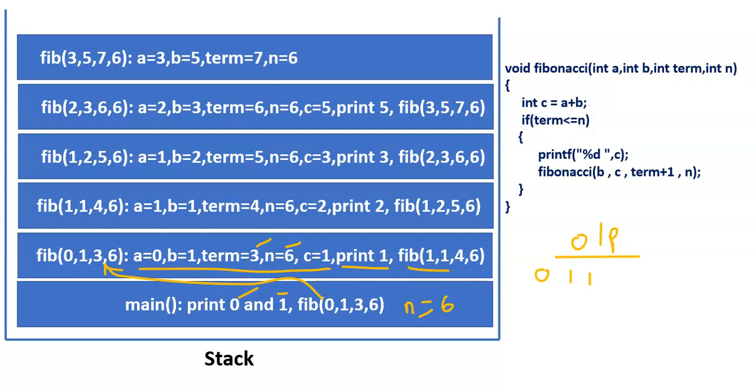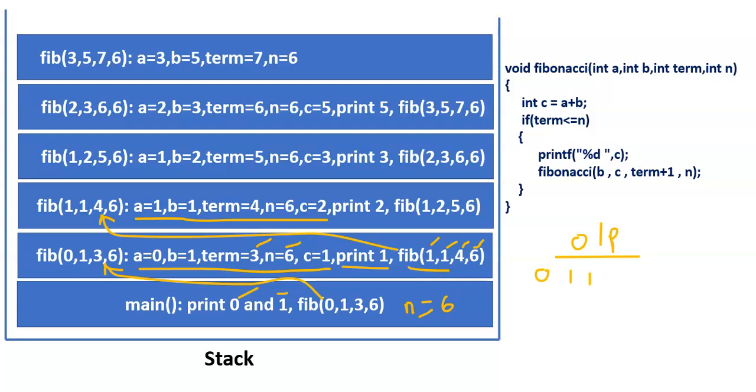What is b value here? b value is 1, c value is 1, and term plus 1. Term plus 1 means 3 plus 1, 4, and n value 6. Then again the Fibonacci function is called. A copy of Fibonacci is created and it will be placed in the stack, and all these variables will occupy memory. Here a value is 1, b value 1, term value is 4, and n value is 6. And after calculating c value, c is equal to a plus b, that is 1 plus 1, 2.